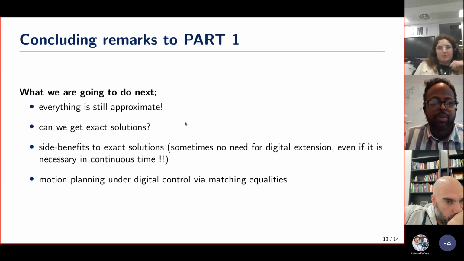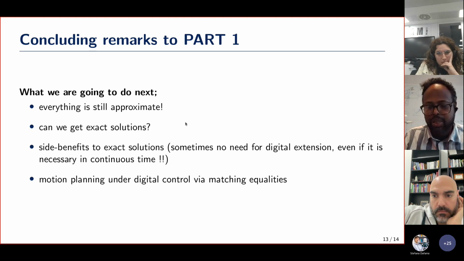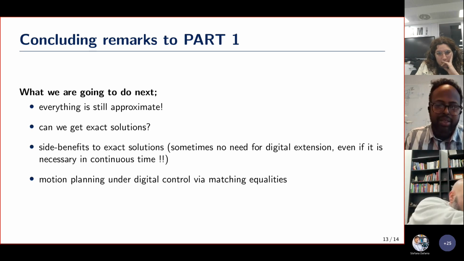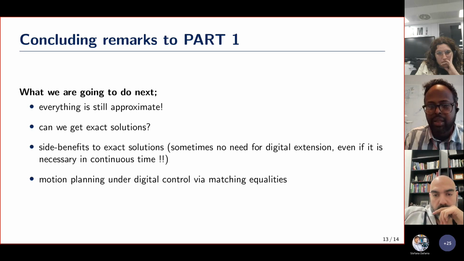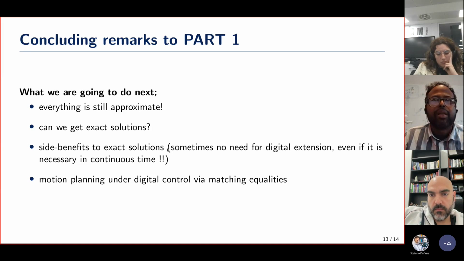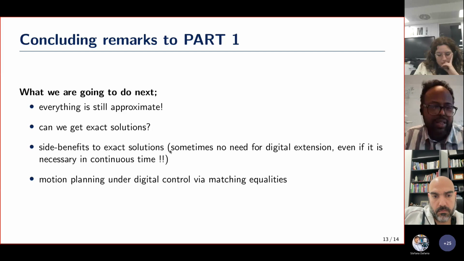Can we get exact solutions of the same problem? So instead of looking at a system in continuous time that is feedback linearizable and trying to apply a coordinate change to just keep the feedback linearizability, can we directly solve the feedback linearization problem in the discrete domain? What are the side benefits of this? And this is a hint actually for the second part, hopefully later, that sometimes in continuous time, you need, for example, a dynamic extension to be able to apply feedback linearization. But through exact techniques in the digital domain, you can actually get rid of this. You don't need a relative degree extension. You can directly solve using what are called matching inequalities. And we'll use this to plan motions of a robotic arm.